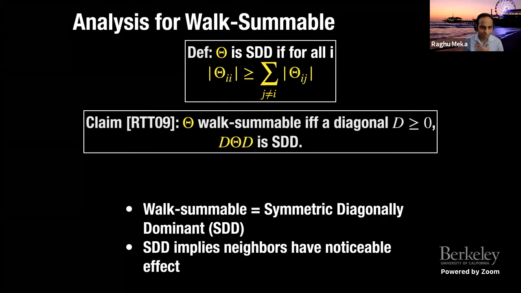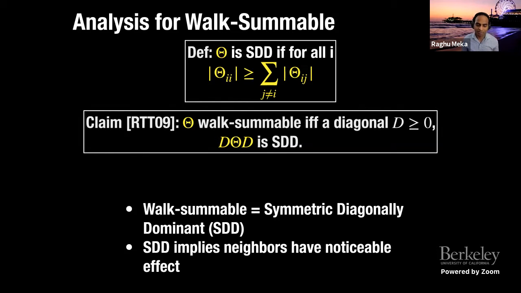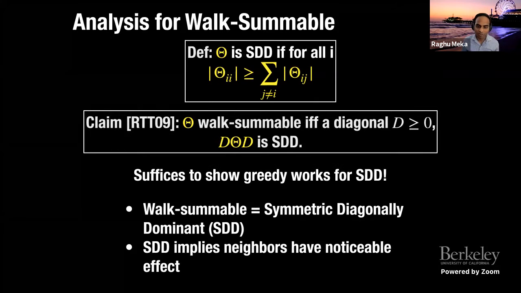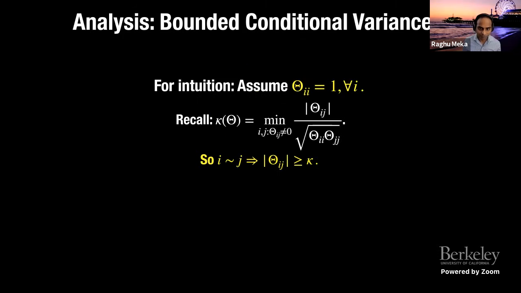And there's this very nice observation from 2009, or maybe even earlier in some folklore results, that if a matrix theta is walk summable, then there is a diagonal scaling of theta such that the resulting matrix is symmetric diagonally dominant. And since the greedy algorithm actually is scale invariant when you do diagonal scalings, showing it works for walk summable matrices is equivalent to showing it works for symmetric diagonally dominant matrices. So we can focus our analysis just on SDD matrices.